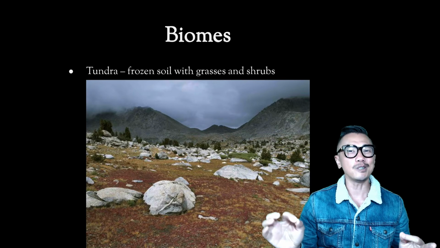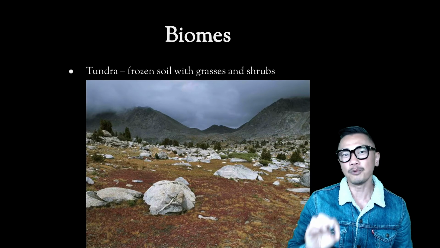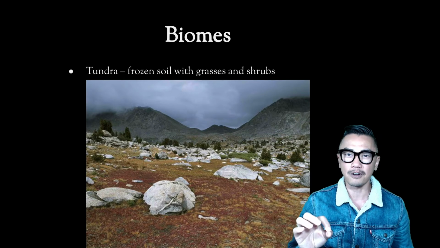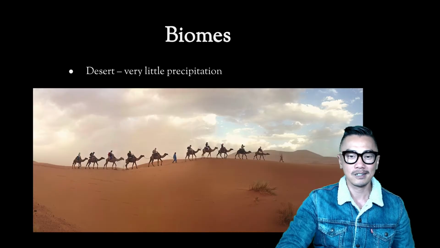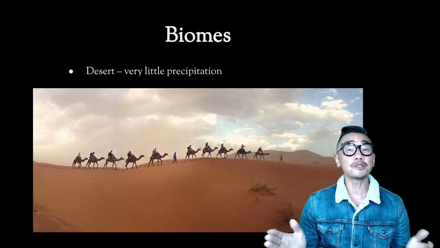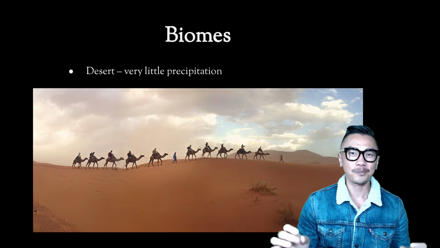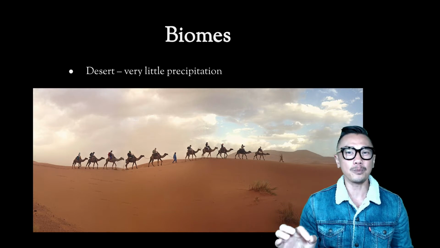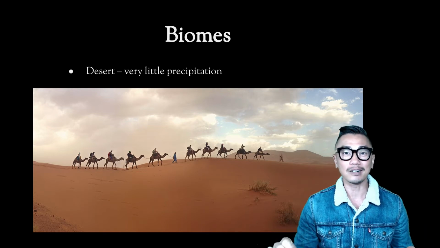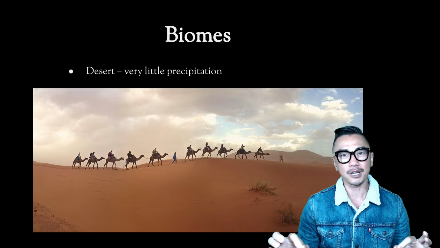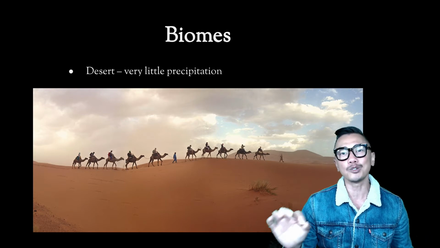Tundra describes ecosystems near the poles with frozen soil called permafrost and the presence of grasses and shrubs. Deserts are places with very little precipitation. There are cold deserts like the Gobi Desert in Mongolia, temperate deserts like the Mojave Desert in California, and tropical deserts like the Sahara Desert in northern Africa.